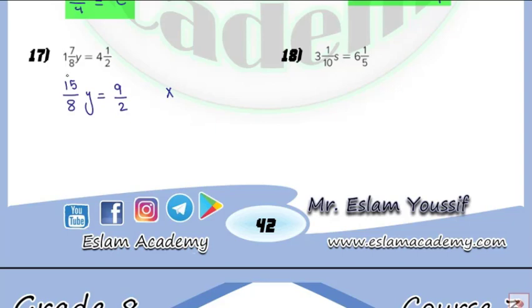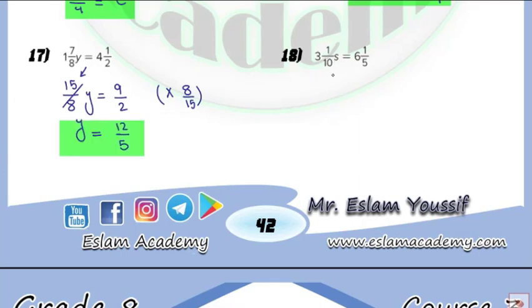Just multiply all of the equation by reciprocal of the fraction, which is 8 over 15. So we have 15 over 8 multiplied by 8 over 15 equals to 1. Just write y. 9 over 2 multiplied by 8 over 15, the answer will be equals to 12 over 5. And that will be the solution.